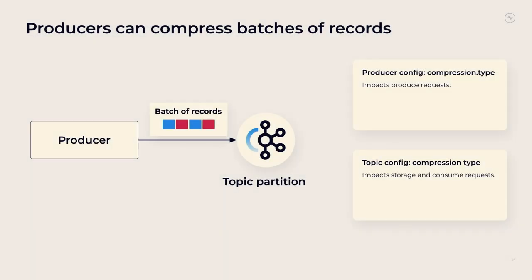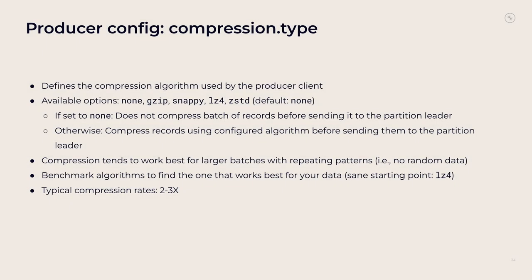And the great thing is that producers can actually compress these batches of records. That's done via a configuration option called compression.type. There's also a topic-level configuration option with the same name. Let's take a look at the producer-level config option first, which is called compression.type. That lets you define a compression algorithm that should be applied to batches before producing them to a broker. And we have different options available.